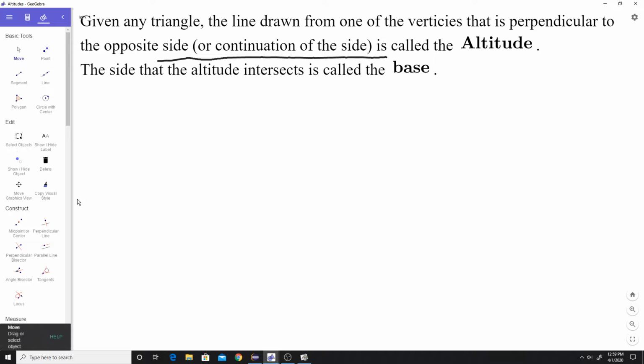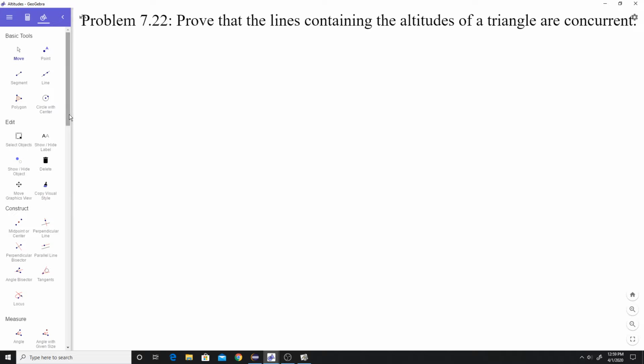So, with that being said, let's learn about one of the first properties of altitudes. Problem 7.22: prove that the lines containing the altitudes of a triangle are concurrent, meaning they meet at the same point. So we should think back, and remember we can draw altitudes at each of the vertices. So each triangle technically has 3 altitudes. We want to show that those 3 altitudes are all going to meet at a common point.